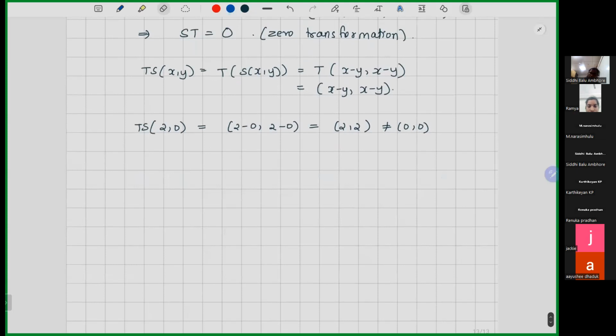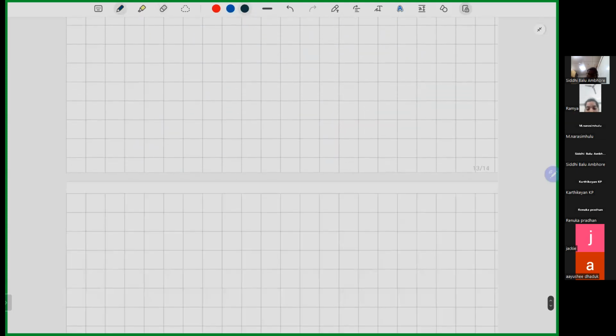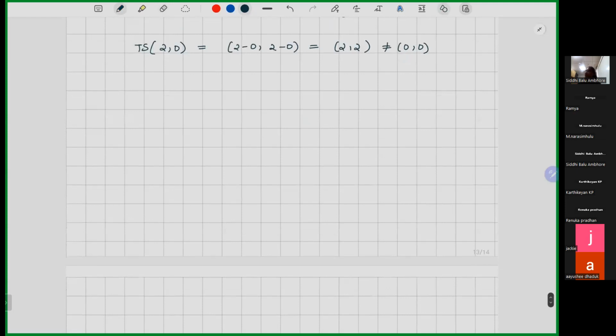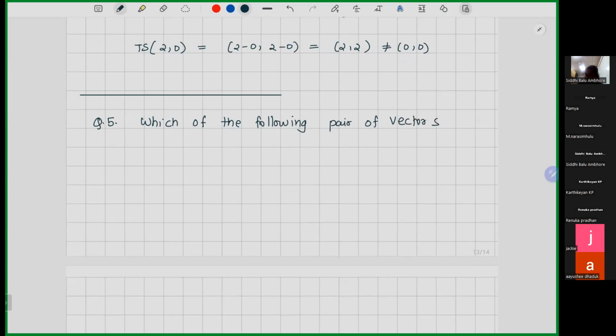Now the next question, which is the last question. We have a few minutes, so we can very well do this. Let us start with this question. Here we just have to check which of the following pairs of vector spaces are isomorphic.